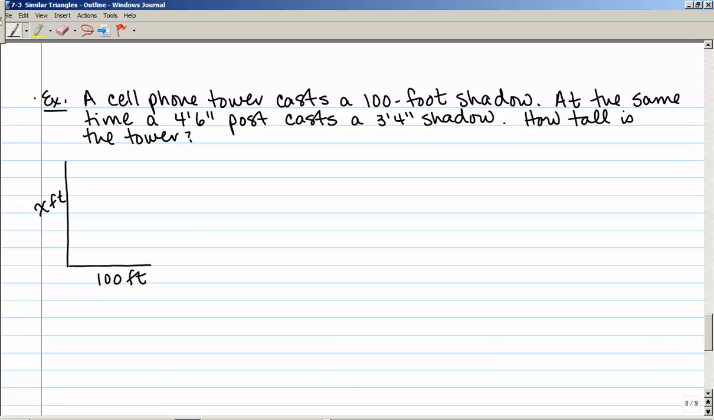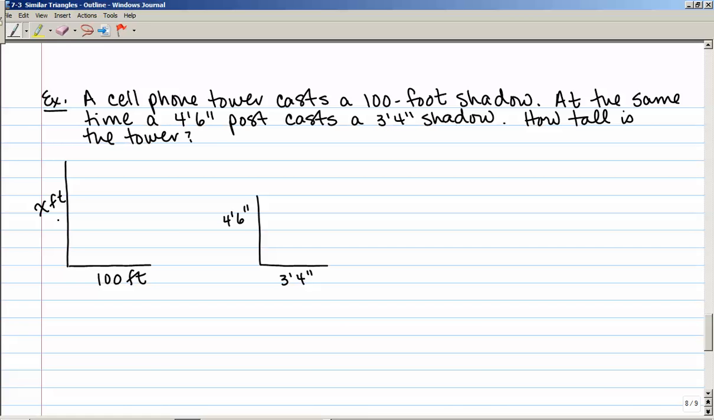So, you know, imagine the sun is over here and the sun's shining this way, and the tower casts this shadow. Okay, at the same time, so in other words, the sun hasn't moved, a post that is 4 feet 6 inches casts a shadow that is 3 feet 4 inches. Okay, so here's the cell phone tower and its shadow. Here's the post and its shadow, and because the post and the cell phone tower are perpendicular to the ground, we're going to have two similar triangles here.